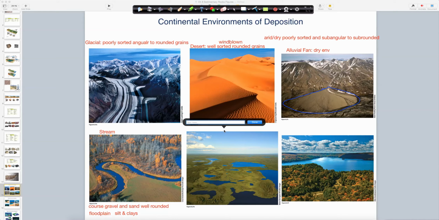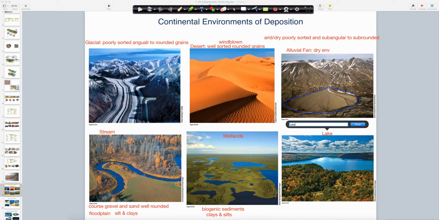This is wetlands. Wetlands are very low energy environments. They're basically stagnant water. You get a lot of life, algae and other microscopic organisms living in them, so you get a lot of biogenic sediments, like peat. You also get clays and silts being deposited here because it's a very low energy environment.